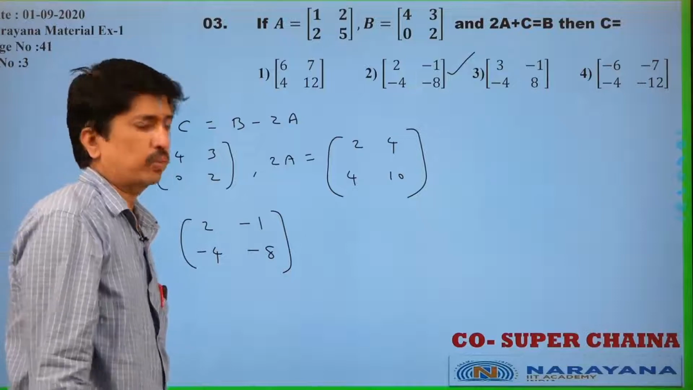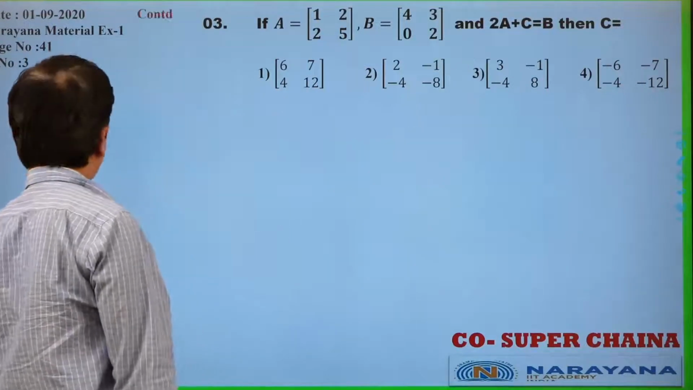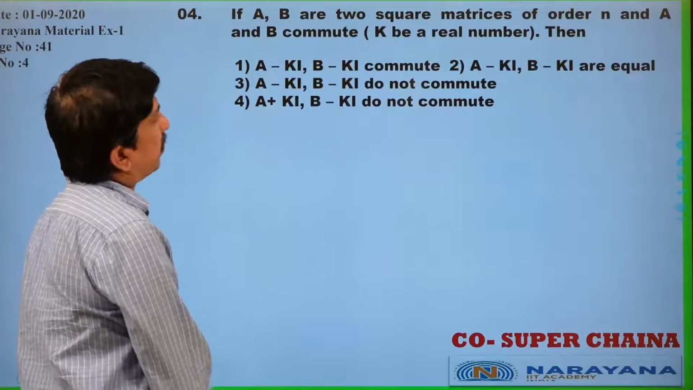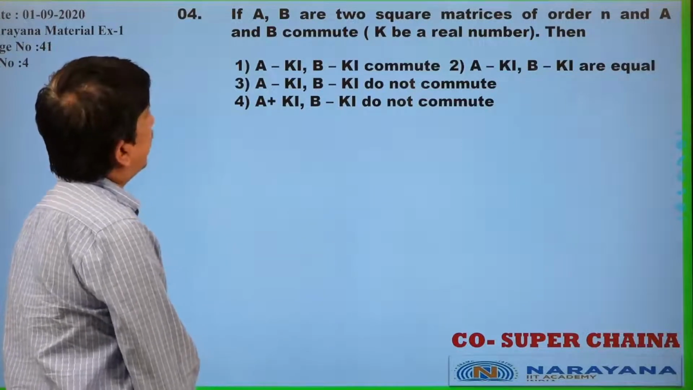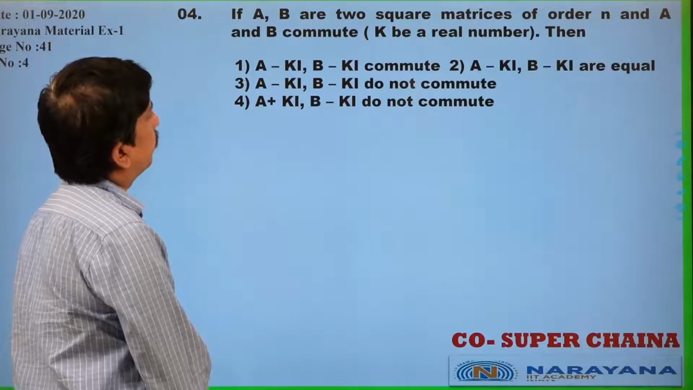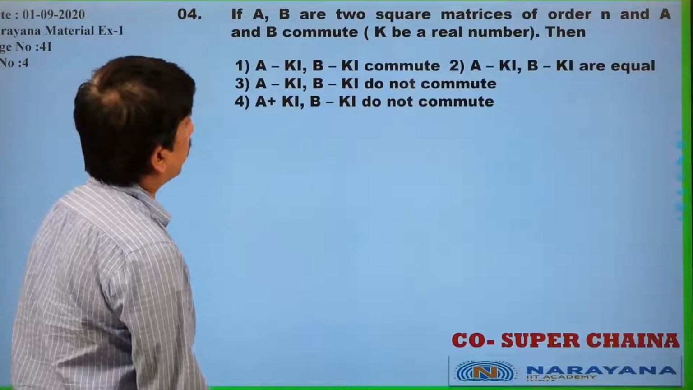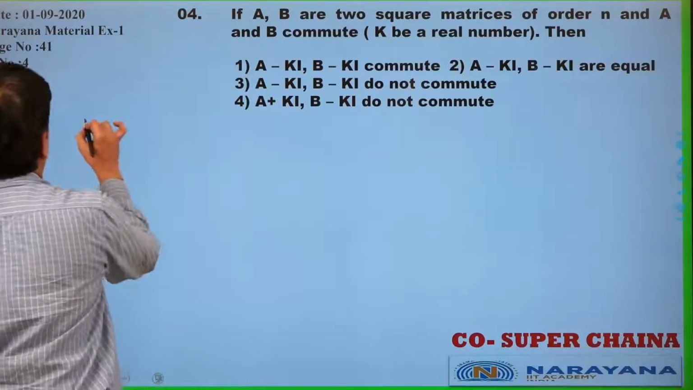Let us move to the next question. A and B are two square matrices of order n, and capital A and capital B are commutative. K is a real number, a scalar only. Then what is the option? What options will you get once you observe that one?